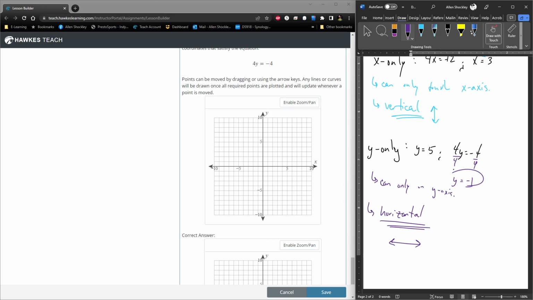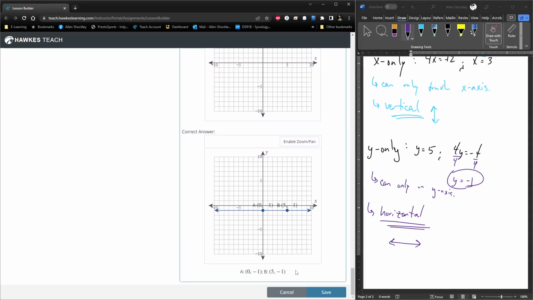So for us, using this example up here, we have 4y equals negative 4. We found that y equals negative 1. So what does that mean? Well, I'm going to go to negative 1 on my y, hit my dot, and then go left and right and find another value where y equals negative 1. So again, I could have the coordinate 5, negative 1. Why does it work? Well, because it's still at negative 1 on my y-axis.